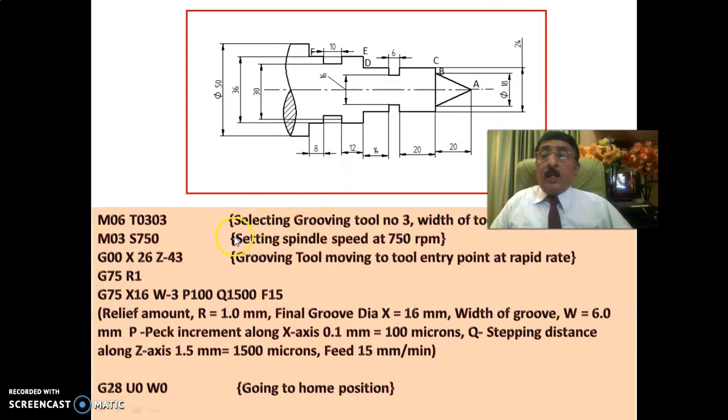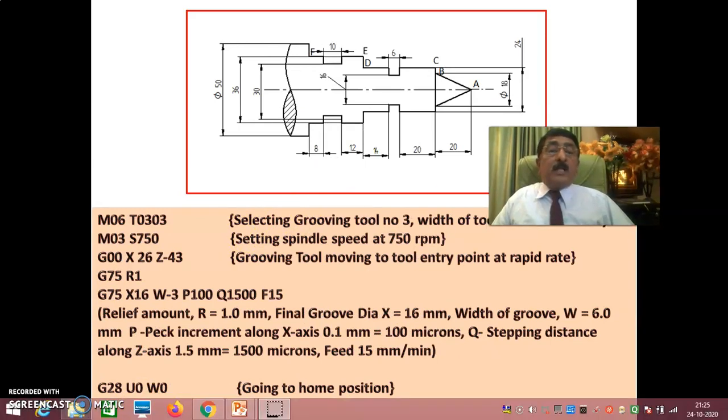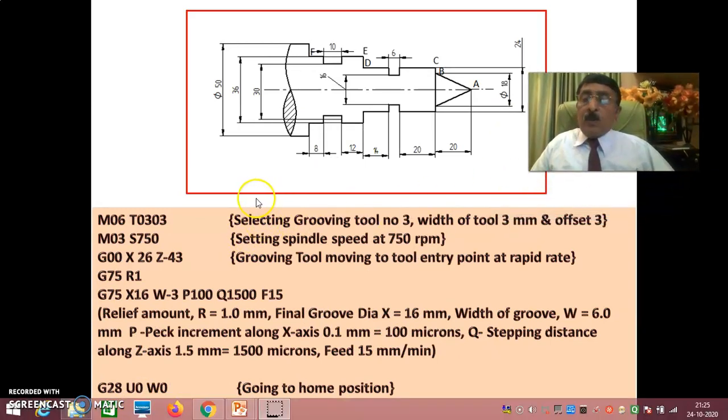Now you are coming to a very important stage that you have not done till now. M06 T03, selecting the grooving tool. The width of the tool is 3 mm and the offset is 3 mm. See here, this is the grooving tool, and the spindle speed is 750. It is given, you stick to that. You write 750.